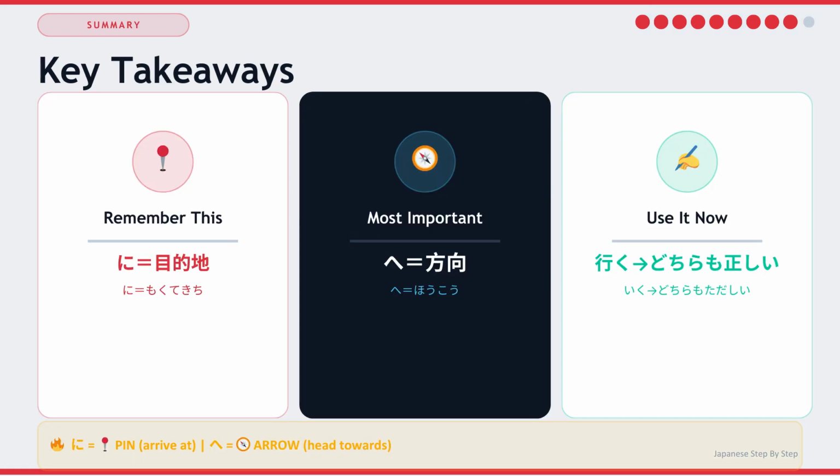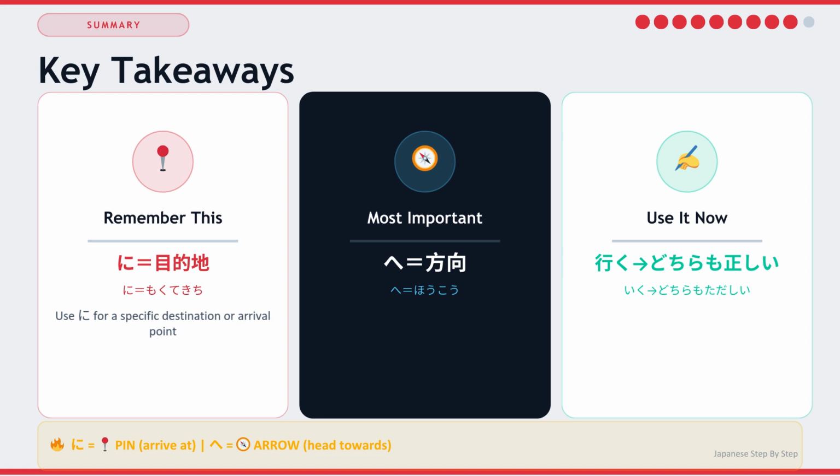We're almost there. Three things to lock in before we finish. These are the only three things you need to walk away with today. Number 1, ni equals destination. Use ni when you are focused on arriving at or reaching a specific point. The station, home, school. A named place you are going to and will arrive at. Ni is the pin on the map. Dropped on one exact spot.